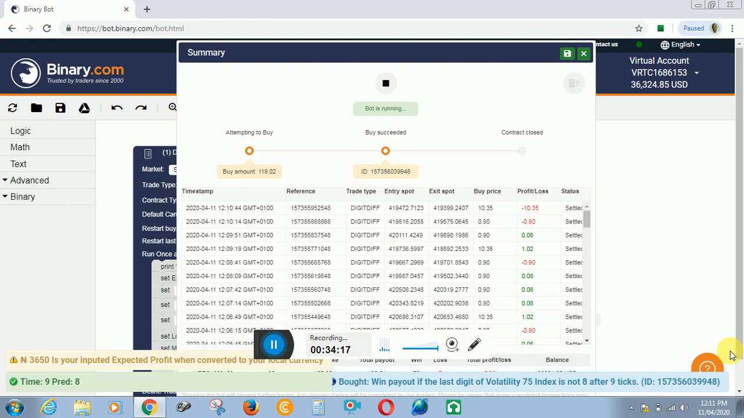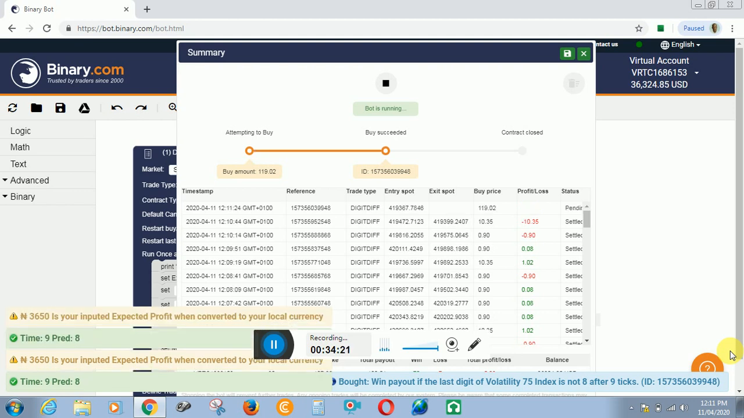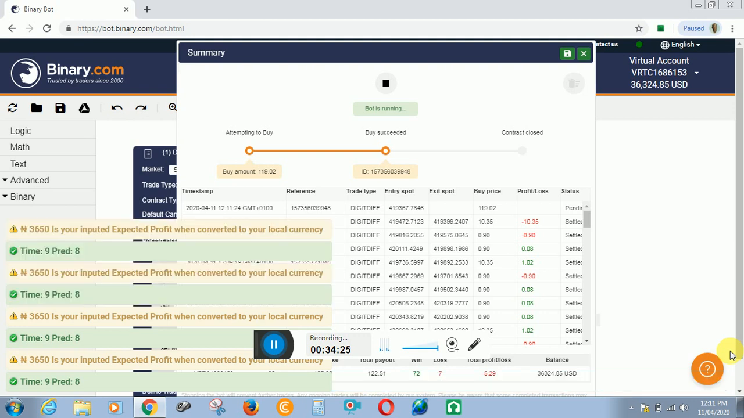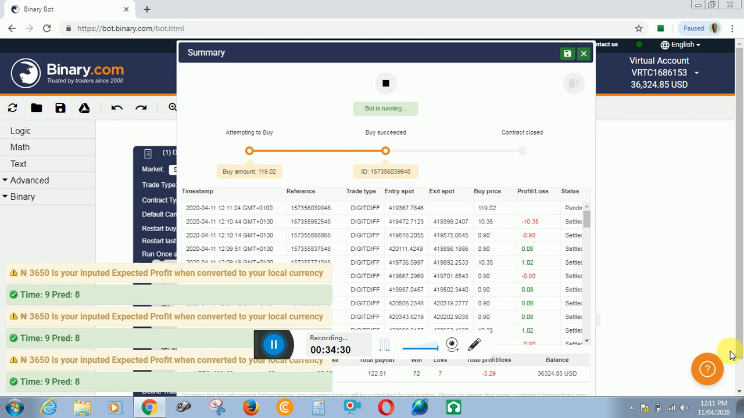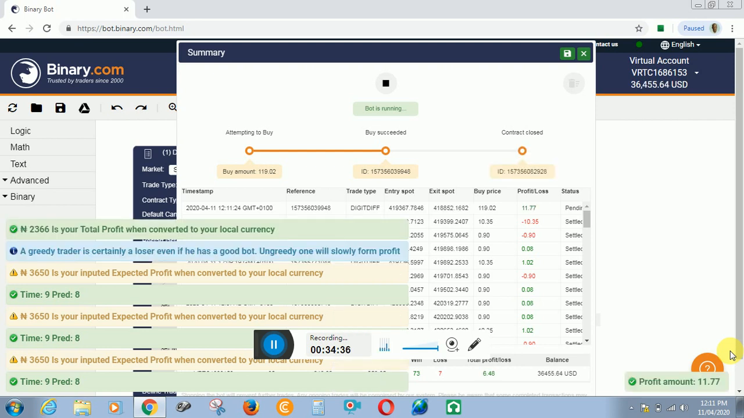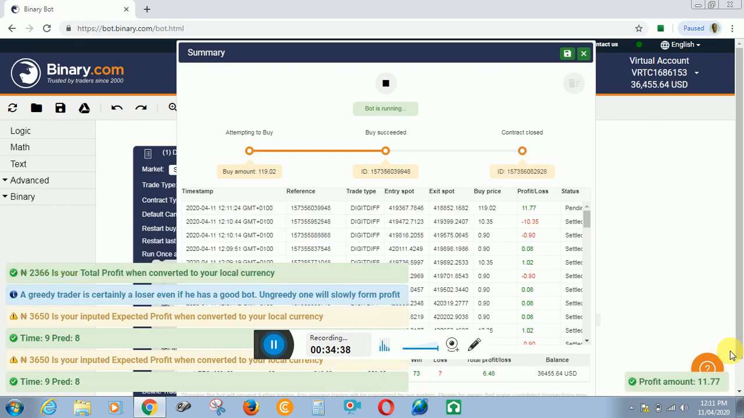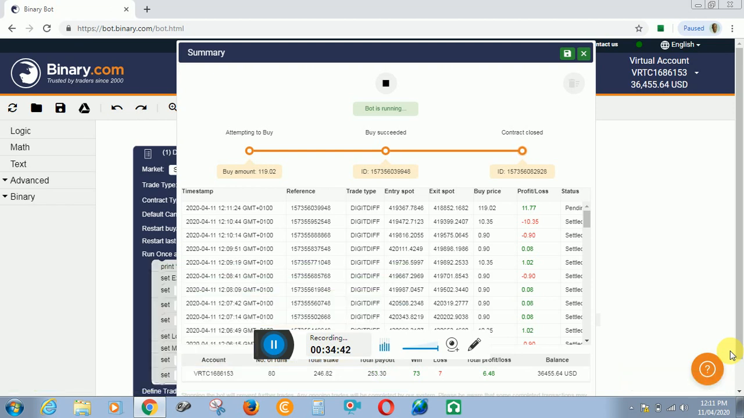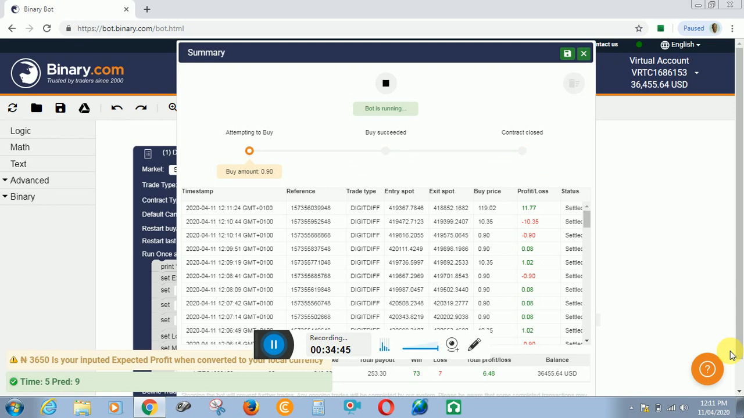Okay, it has another loss, and so far we have run it for like 36 minutes now, and it has won this one, and we have like 75 wins and 8 losses, with a total profit of $6.68 in USD.